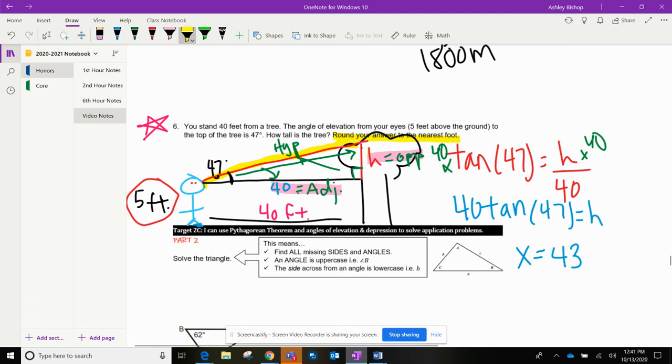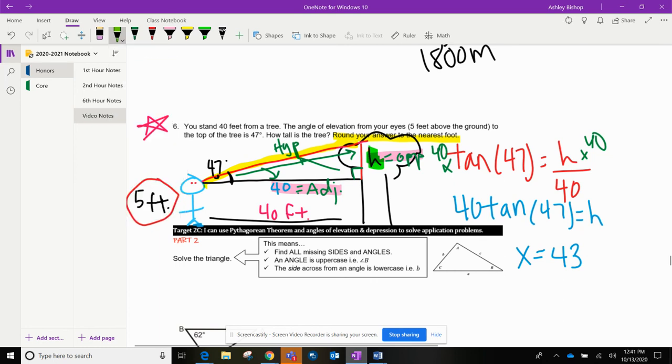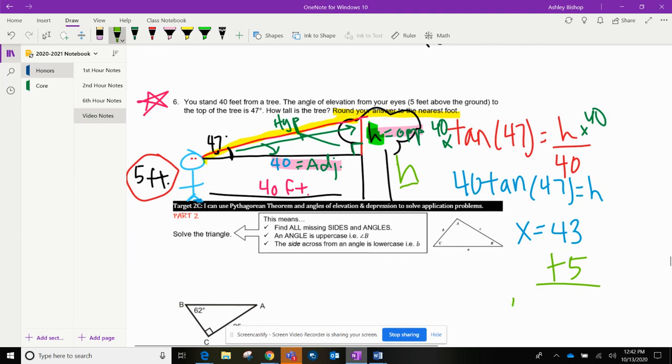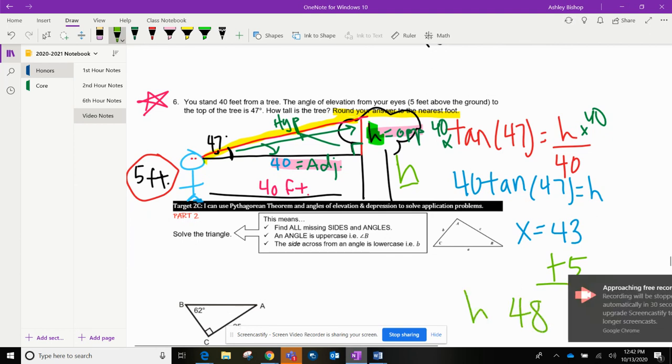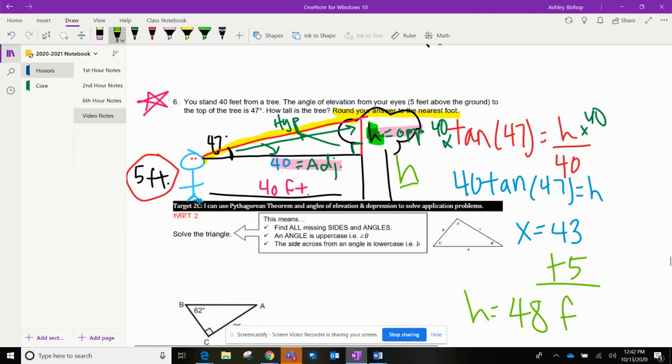So I found this H right here, highlighted in green. I found that H, but really I needed to find this whole H, the lime green. So I need to add that 5 feet to take it into consideration. So 43 plus 5, this tree is really 48 feet tall. Okay, make sure you understand that.